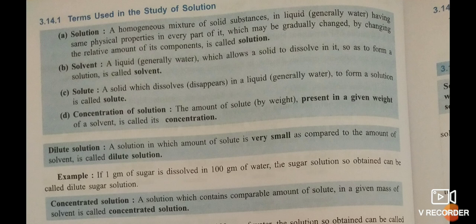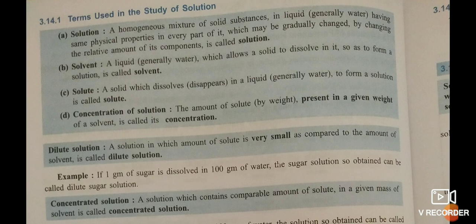Now please remember, it is not necessary that we always have water as a solvent. We can have different liquids. Like in the case of a medicine, tincture iodine, we dissolve iodine in alcohol to prepare the medicine which is used as an antiseptic. So here in the case of tincture iodine, your iodine is the solute and alcohol is the solvent. Now what is a solute? A solid which dissolves in a liquid, generally water, to form a solution is called a solute.